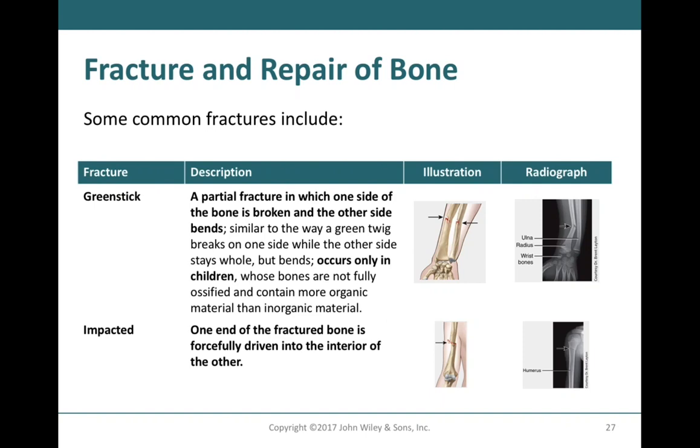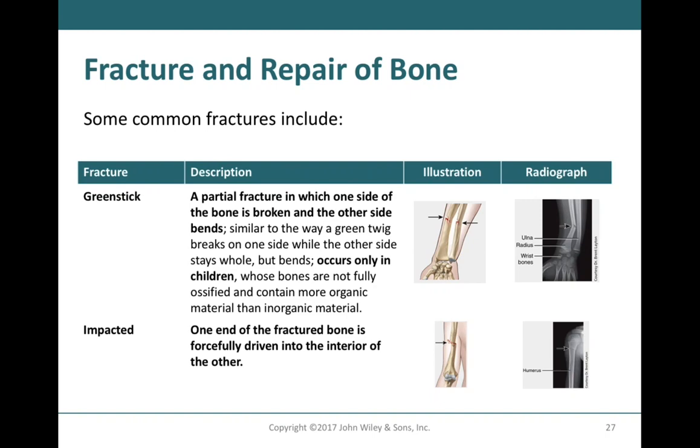So if you were to take a branch from a live tree and you were to break it, the far end would end up cracking and separating. However, that inner end is going to bend. And so that's where we get the name for the green stick fracture. An impacted fracture is going to occur from some type of force pushing our bones along its longitudinal axis. This causes one end of our bone to be forcefully pushed into the other end of our bone. One thing that you can see is a lot of these fractures I'm showing you occur with long bones.